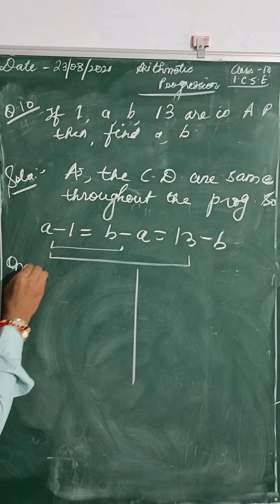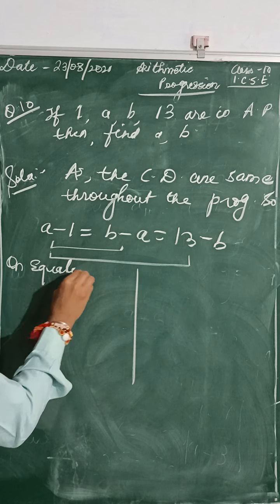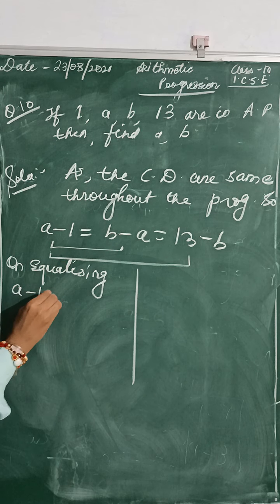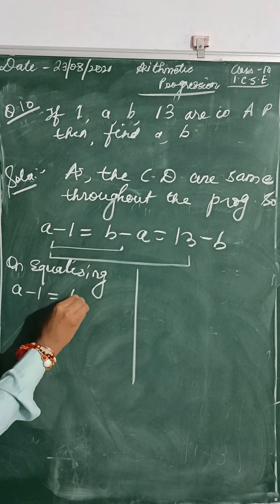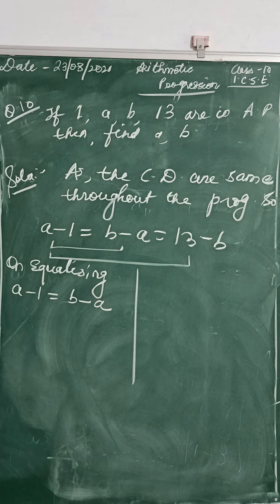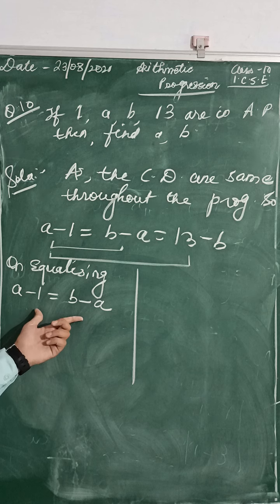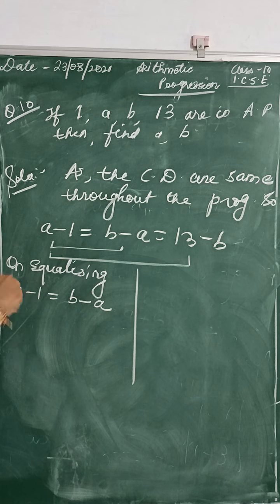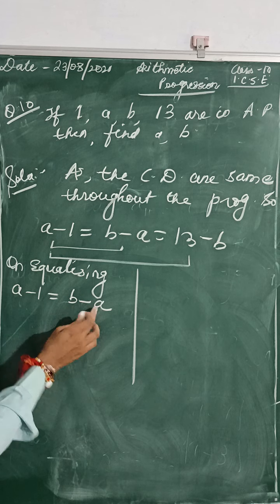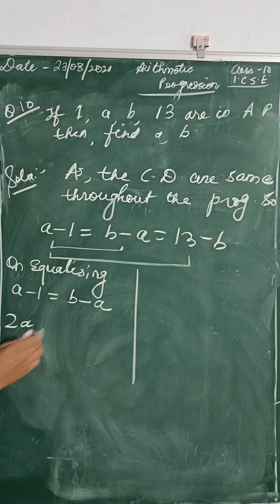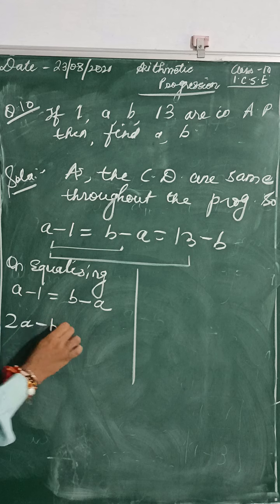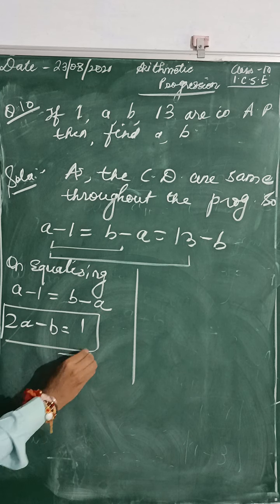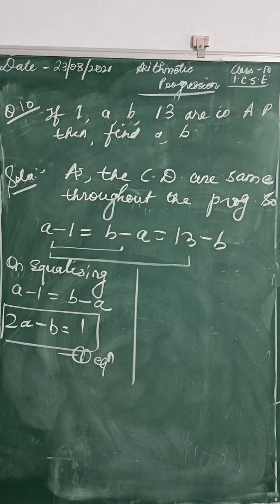So on equalizing, a minus 1 is equal to b minus a. Just write it in the form of a linear equation. So this minus a will be transposed here, so it will be a, and a plus a is 2a. Take this minus of b here, and minus 1 will be transposed that side. So this is our first equation.